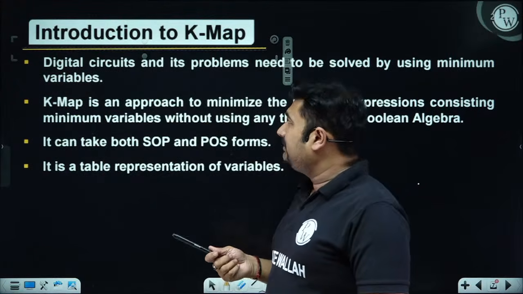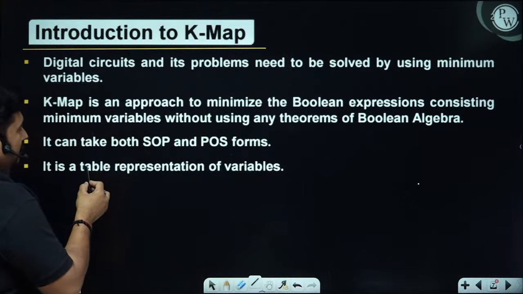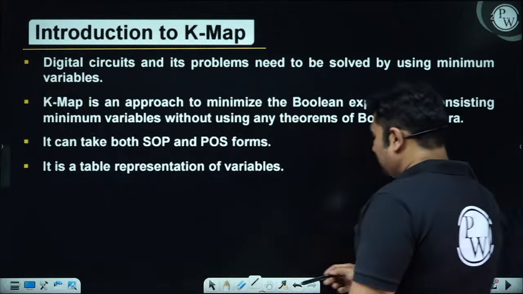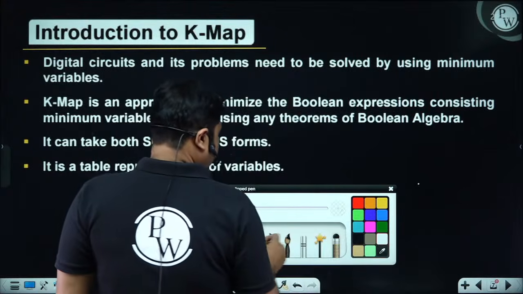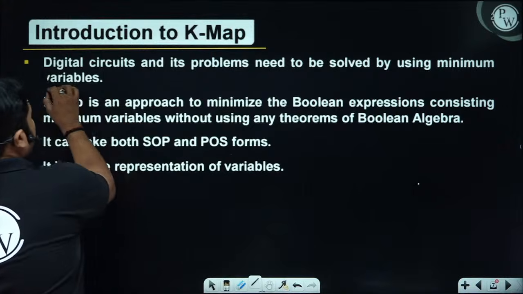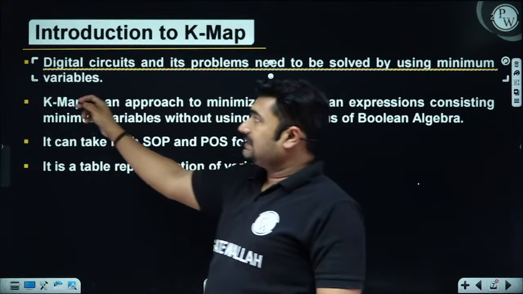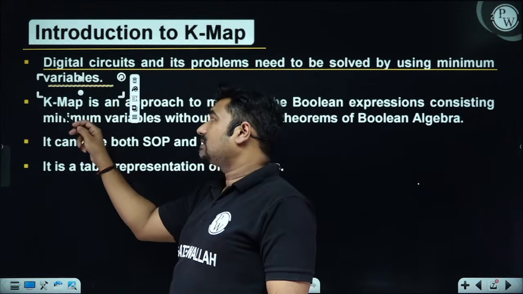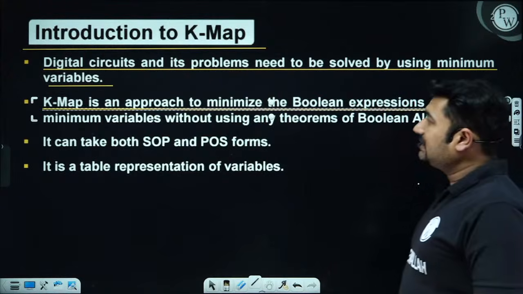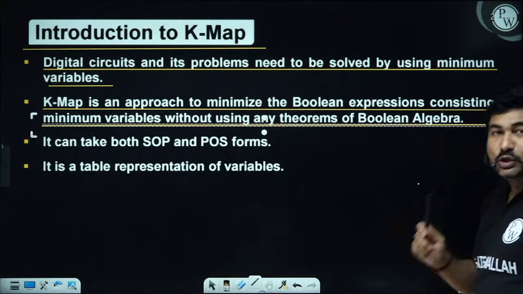K-map is used for minimization of logical expressions, and it is useful when the number of variables is up to 3 only. So if we talk about digital circuits and its problems, they need to be solved by using minimum variables or minimized expressions. Is it okay? That reduces the cost and increases the speed. K-map is an approach to minimize the Boolean expression consisting of minimum variables without using any Boolean theorems.